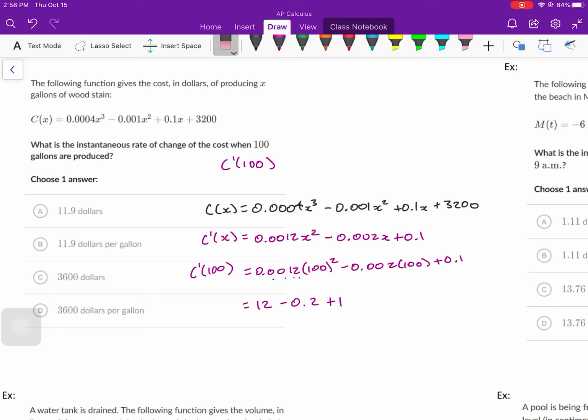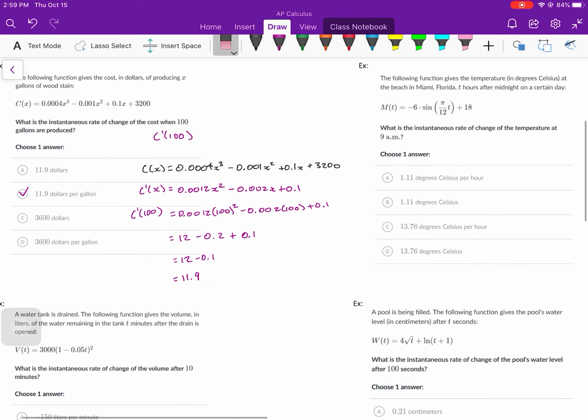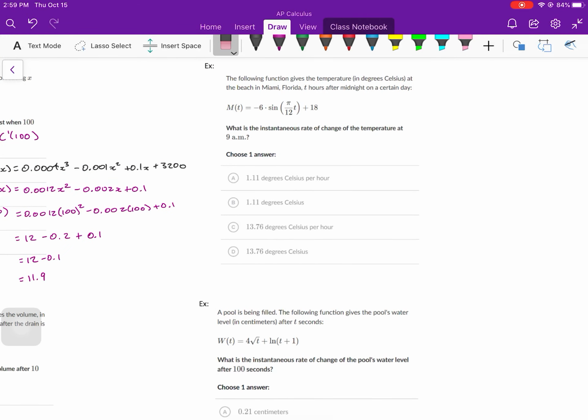I feel like I need to double check this on Desmos real quick. And so 12 minus 0.1 would be 11.9. Actually, that makes sense. And it's a rate, so we're going to put dollars per gallon. It's multiple choice and we end up there. That's got to be it.